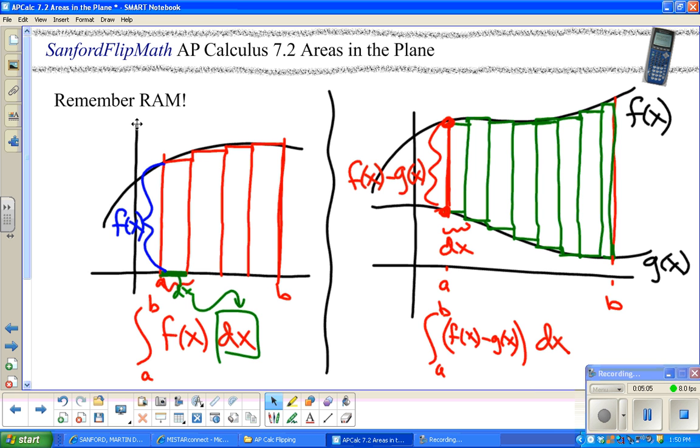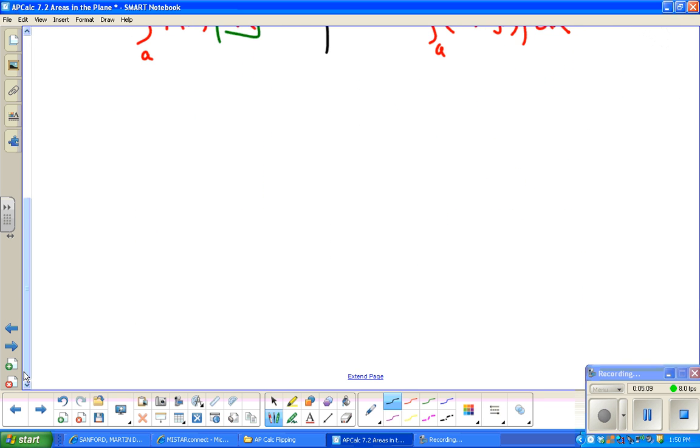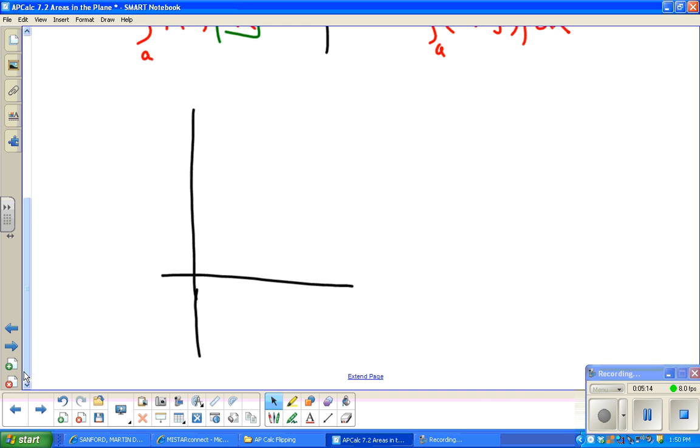Okay, I just want to do one more thing similar to that, and that's this. And I know some of you are mad at me because I just scrolled too quickly. Mr. Sanford, I was still drawing that. I'm sorry. Okay, so here's f of x again.